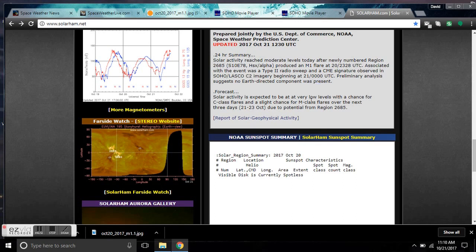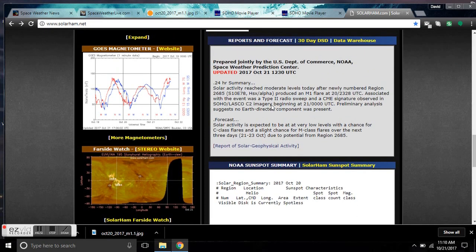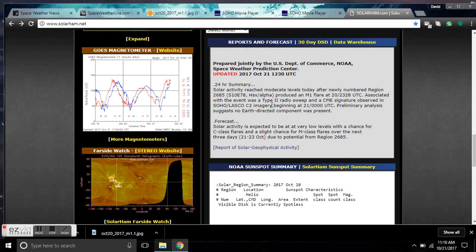Solar activity is expected to be at very low levels with a chance for C-class flares and a slight chance for M over the next 3 days. This may increase. We're going to watch it. We're going to see if there's any magnetic mixing, and we are going to be on these spots.